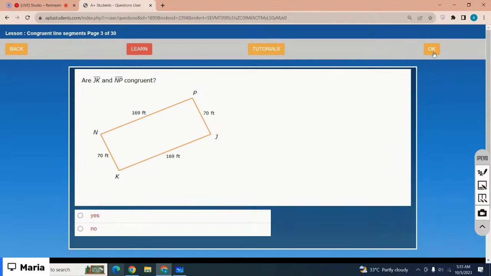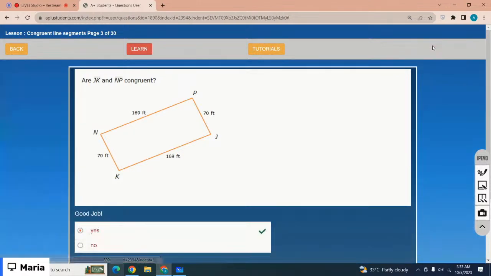Are JK and NP congruent? JK is 169 and NP is 169. Yes, they are congruent because they have the same side length, right?